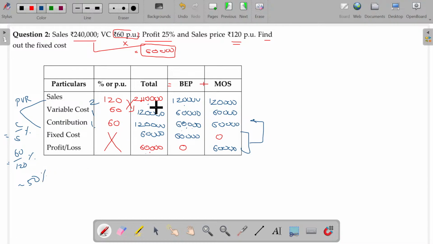Even you can represent the total, BEP and MOS in terms of percentage. If the total 2,40,000 is assumed to be 100, what about the BEP and MOS? If the 2,40,000 is 100%, then 1,20,000 should be 50%, and this will be another 50%. Is that clear? Hope now you'll be able to understand this one. If it is clear, text me, so we will move on to the next one. Or if you are able to solve this ahead of me, then you can solve. Try the next one also.